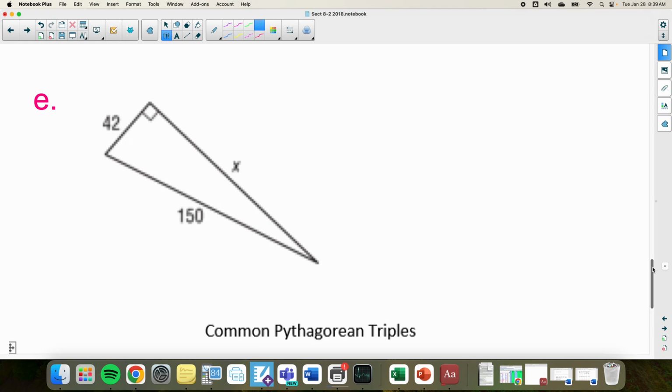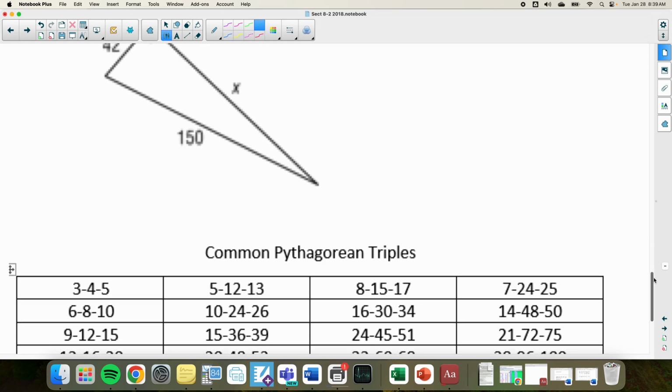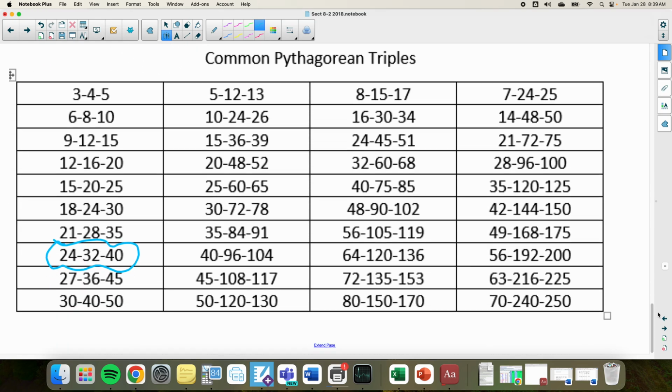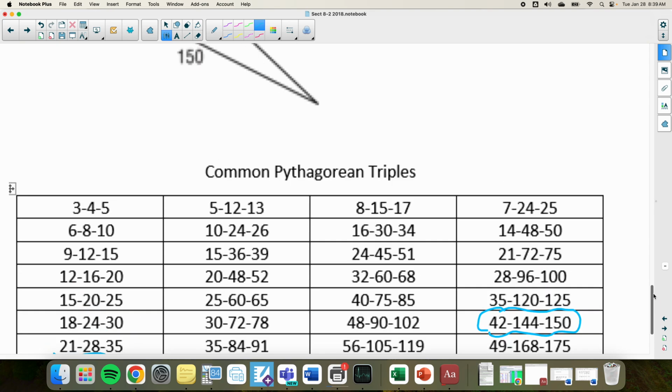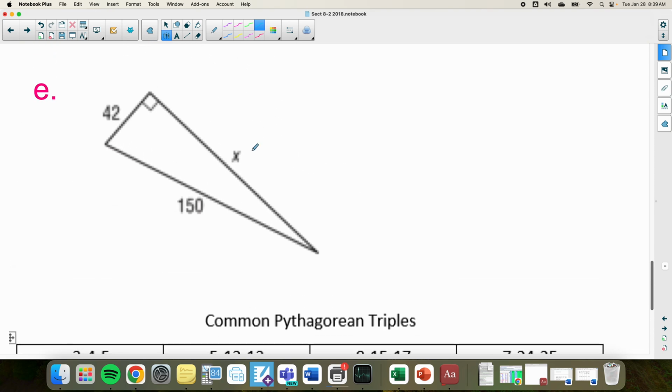Now, all the examples I've done so far, and this one too, happen to give me the hypotenuse, but that's not always going to be the case. So I do want to just show you quick after I get done with this one that doesn't give me the hypotenuse. But this one has 150 as the hypotenuse. So that would be right here, 42, 144. So this has to be 144.